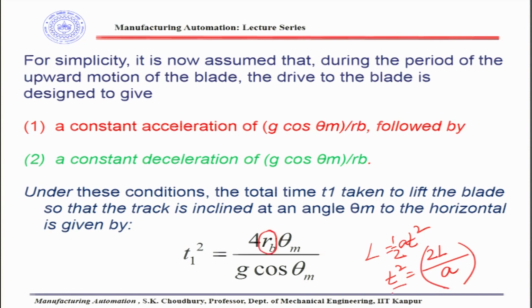Okay, t square is equal to 2L by a, or here we can say that it can also be theta m. So, g cos theta m divided by rb is the acceleration or deceleration that we have here. Therefore, t1 square can be given by 4 rb theta m divided by g cos theta m, all right. This is coming from, once again, theta m can be written as half of a t square, and t square is 2 theta m in that case divided by the acceleration. The acceleration is given here, and we are taking the theta m here. So, t square will be 4 rb theta m divided by g into cos theta m.